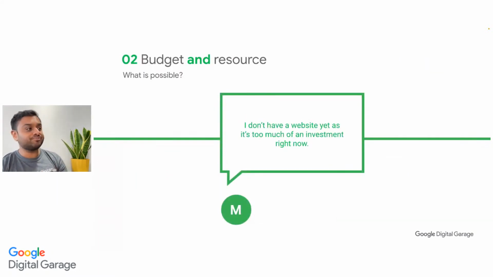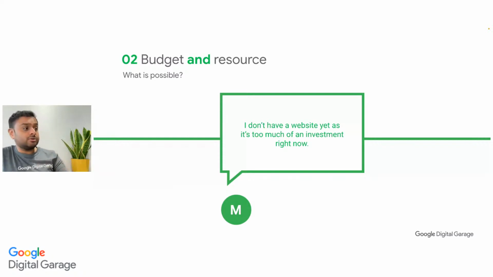Now, step 2 here is thinking about budget and resource. This is very much a question that we just need to be aware of and just think, where am I right now? That's all we have to ask ourselves. Where am I right now in terms of budget and resources that I have available to hand? It's something that we want to be very open and honest with. But it's also something which we can come back to and revisit at a later stage.